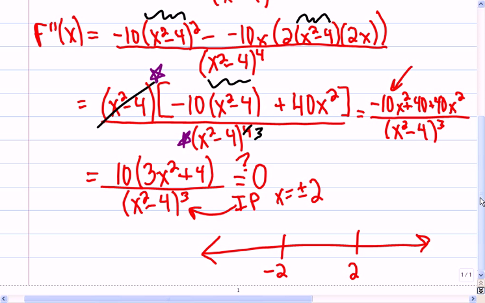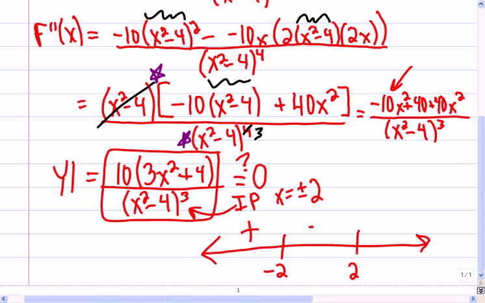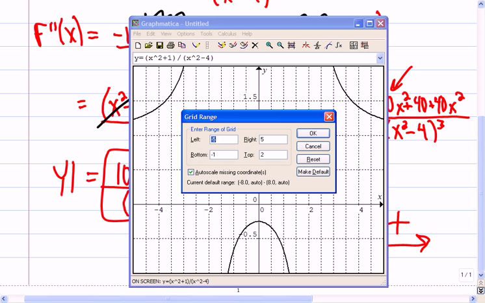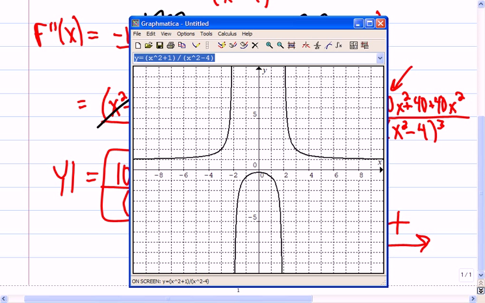So in the first region, what do we have for the concavity of this function? Positive or negative? Positive? Okay, so let's take a look at the picture and see if we're anywhere close to what this should look like. So y equals x squared plus 1 over x squared minus 4. And let's change the range here. Okay, so here's the picture. And again, if you look at positive and negative 2, those are the asymptotes on this graph.